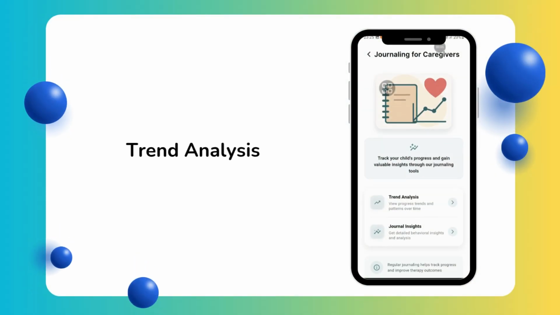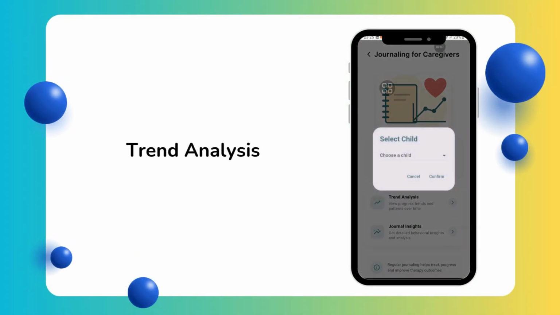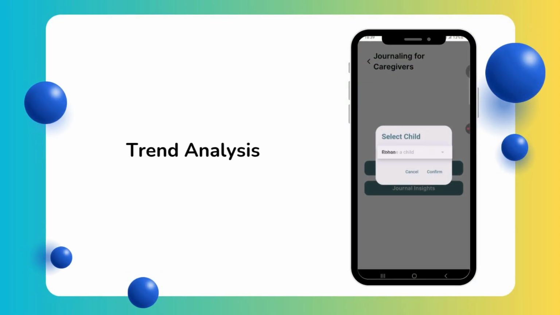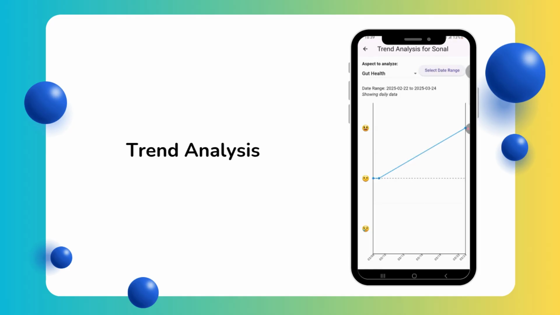Then tap on Trend Analysis. A Select Child pop-up will appear. Choose the child's name and tap Confirm. On the Trend Analysis screen, use the Aspect to Analyze drop-down to select an area such as gut health, instruction following, intent to communicate, sensory issues, or meltdown.